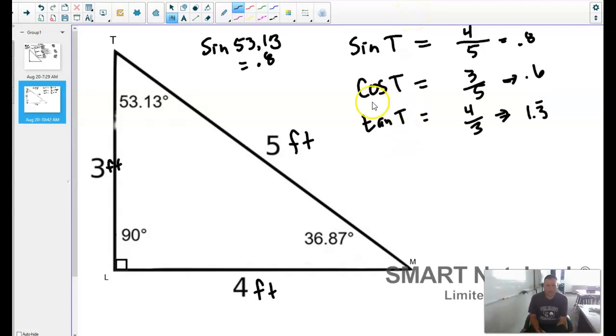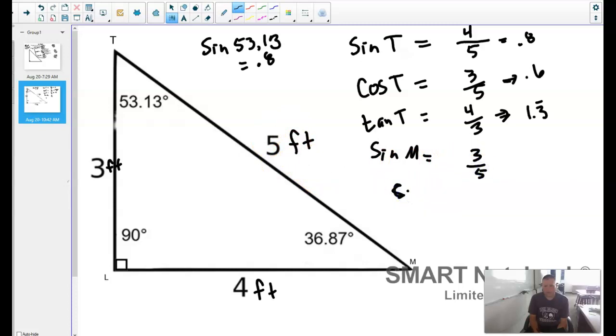Now we know what t is. T is 53.13. That's not a mystery to us. Let's say we went the sine of m. Sine of m is not going to be the same as sine of t, because now I'm down here, dealing with a different angle. The sine of m is still the opposite of m over the hypotenuse. The opposite of m is now 3, and the hypotenuse is 5. So this is going to be 3 over 5.